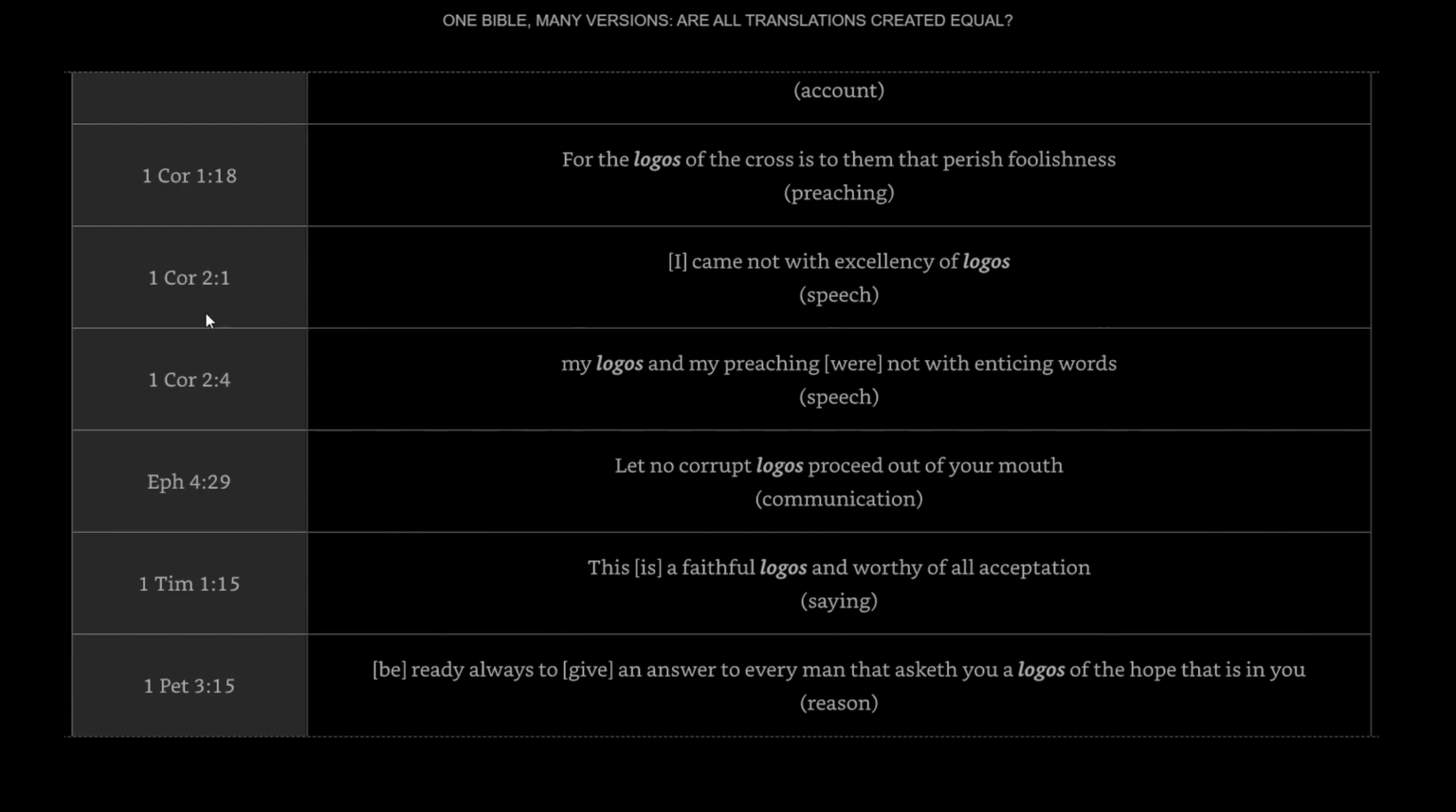Here's another example. I'll go to 1 Corinthians 2:1. "I came not with excellency of..." How would you translate this? Well, the word again is logos, but here you can see it's translated in the KJV as "speech." "I came not with excellency of speech." Makes a lot more sense.